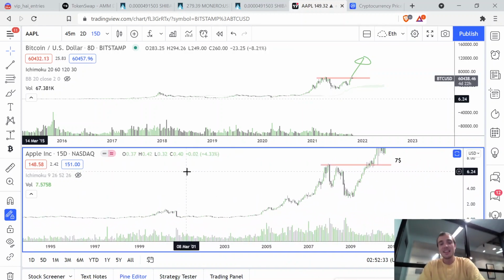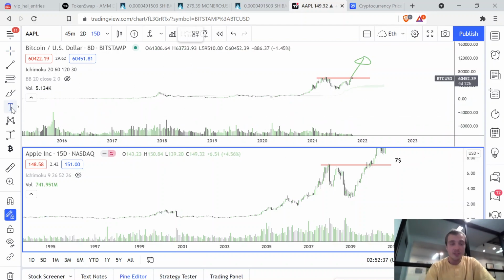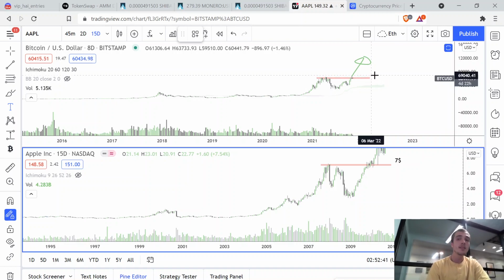So the setup that we're seeing in Bitcoin really is, this is not financial advice, this is my trading journal, but just from this comparison, it would be like buying Apple computers at $7 a share. And that gives you an idea of just how much is left in this market cycle.